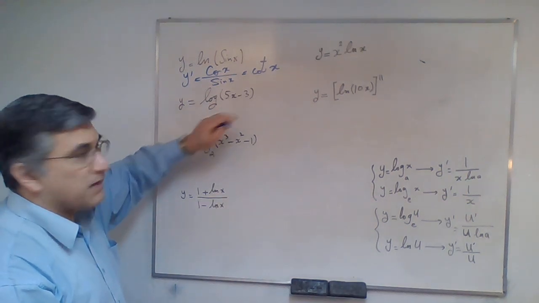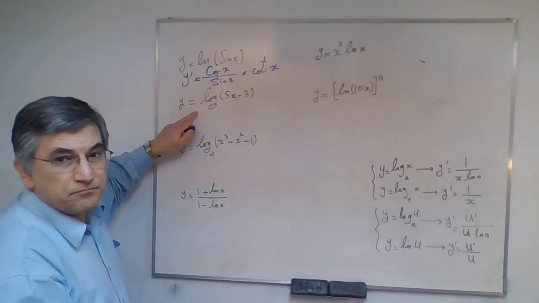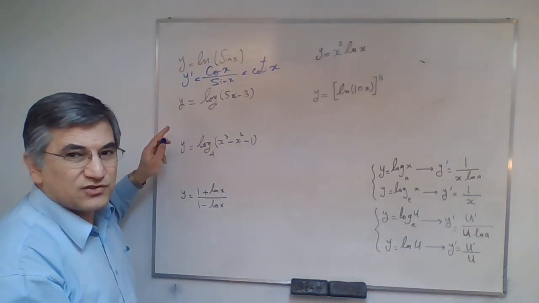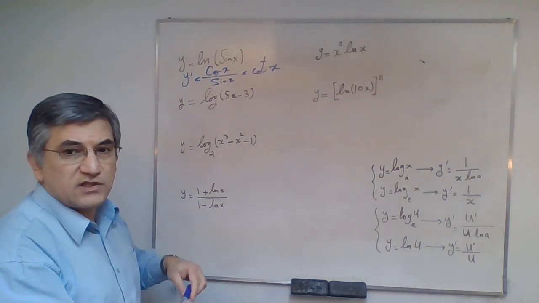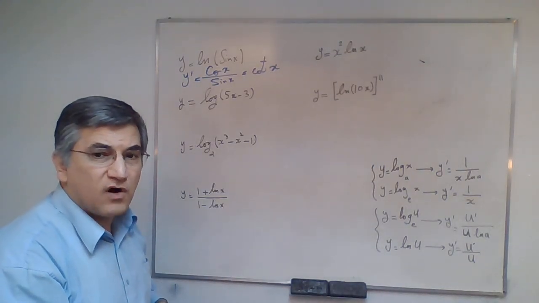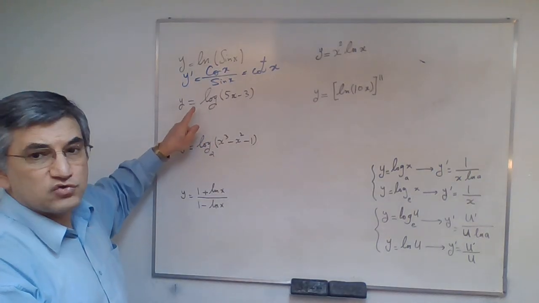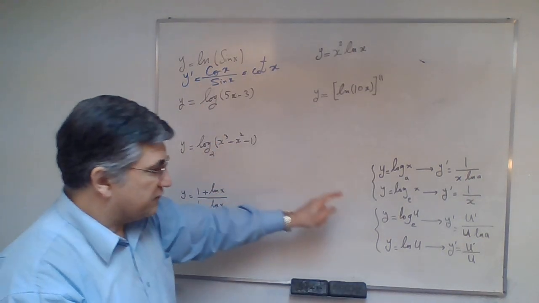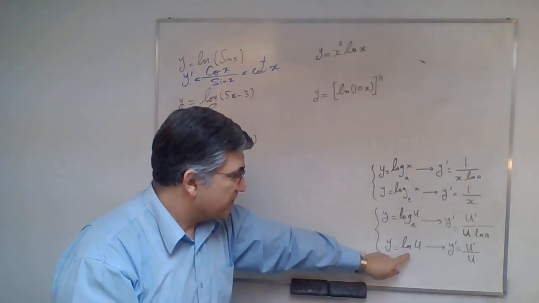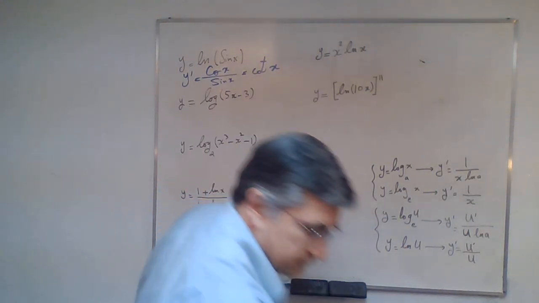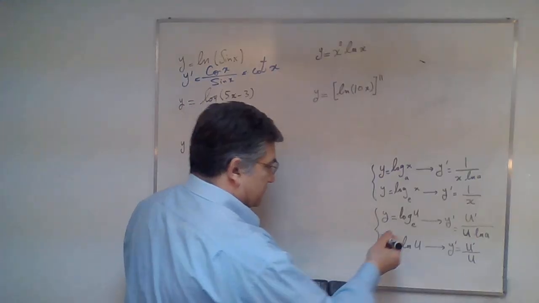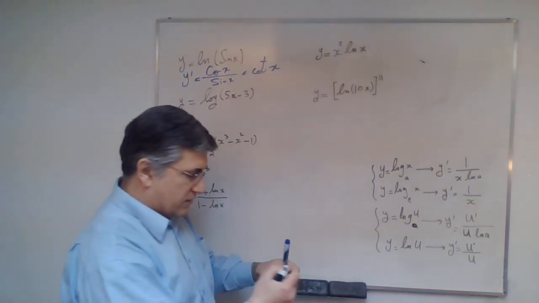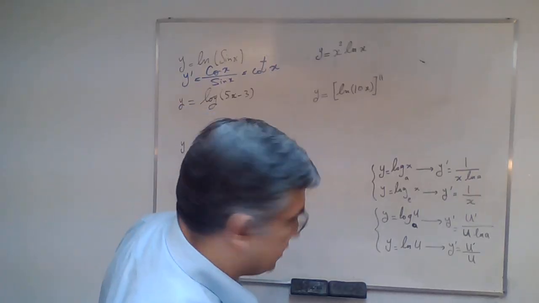Next, log of 5x minus 3. The base here is not forgotten. The base is 10, because whenever you don't put the base, the logarithm is understood to be base 10, called the common logarithm. So we want to find the derivative of the common logarithm of 5x minus 3, and 5x minus 3 plays the role of u for us. I just want to make sure the formula is correct: log base a, not b.